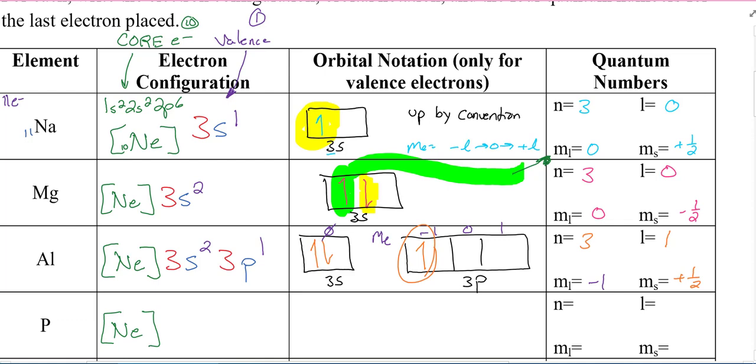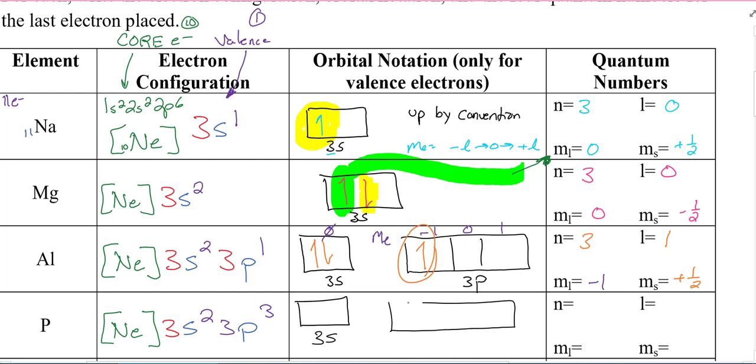Then, of course, we're still in period 3. We're in S, and we have 2 electrons, 3s2. 3p, it's p orbital now, and we have 3 electrons in that p orbital. Orbital notation, 3s and 3p.